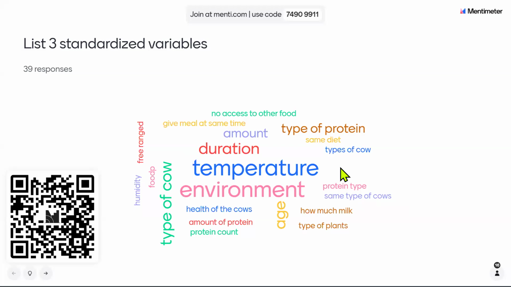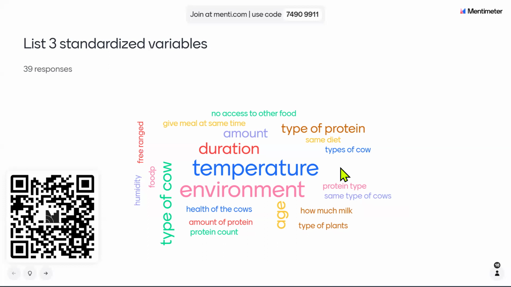Protein type, yeah. So you want to make sure that they are both receiving the same kind of protein, just that one is more than the other. Okay. No access to other food. Okay. Give meal at the same time, that's a good one. Yeah. Health of the cows. Good.